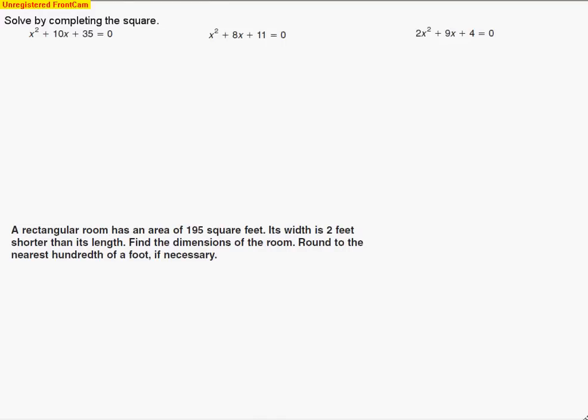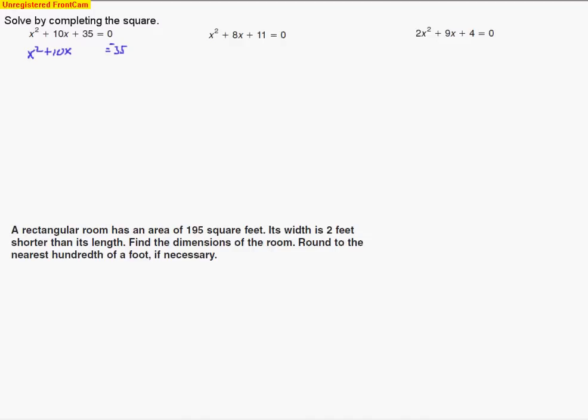The next part of the lesson asks us to solve quadratics by completing the square. So let's take a look at the first one. First step when completing the square is to move the 35 to the other side. Whenever you move something, all it does is switch signs because you have to do an opposite operation. So it becomes a negative 35 on that side.